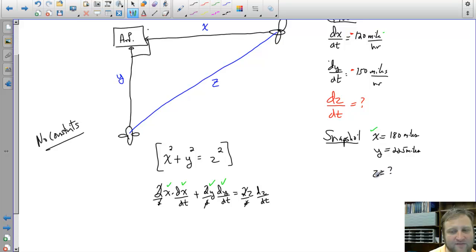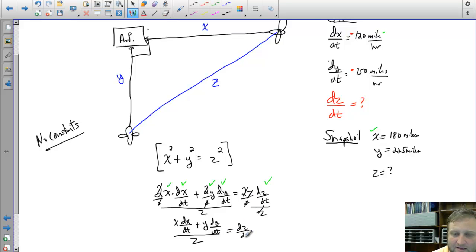We don't have z, and that's what I suspected we're going to have to figure out. So we're going to have to find z, and then we're looking for dz/dt. While I'm in the mood, I'm just going to solve this equation for dz/dt. So I'm going to have x times dx/dt plus y times dy/dt, and I'm going to divide both sides through by a value of z, just to isolate my dz/dt.